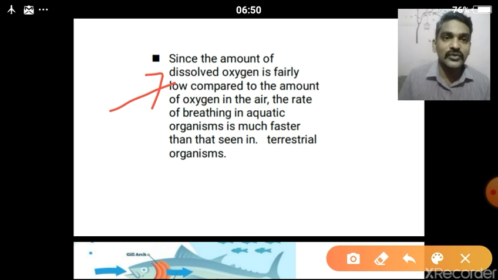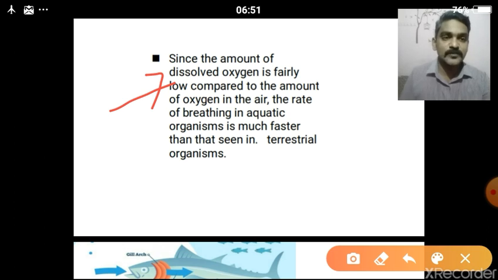Whereas in the case of aquatic organisms, they will be living in the water, so they cannot take oxygen from the atmosphere. Oxygen will be dissolved in water. So the dissolved oxygen only the organisms have to take. When compared to the atmosphere, the oxygen present in the water in dissolved form will be less. So in this case, aquatic animals' breathing rate will be faster when compared to the terrestrial organisms.